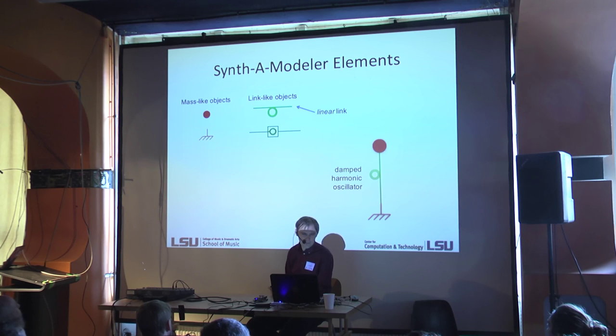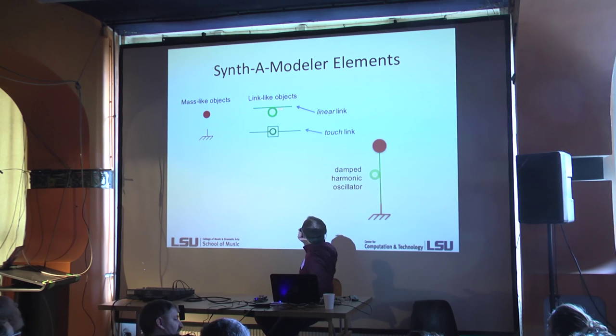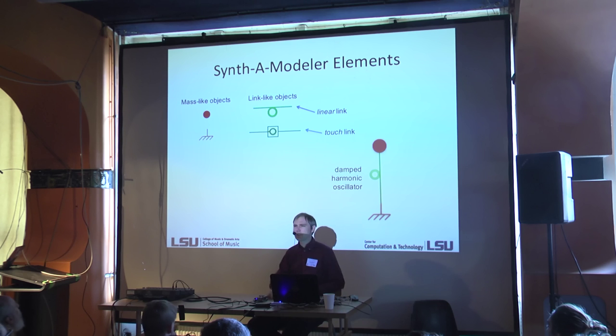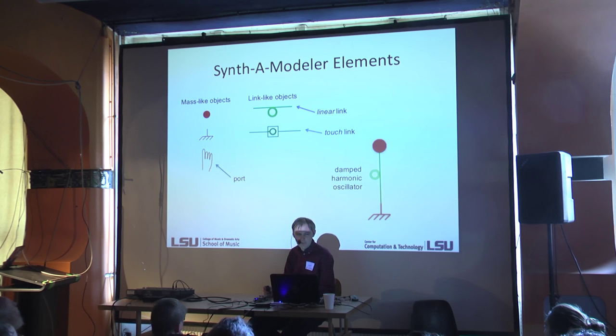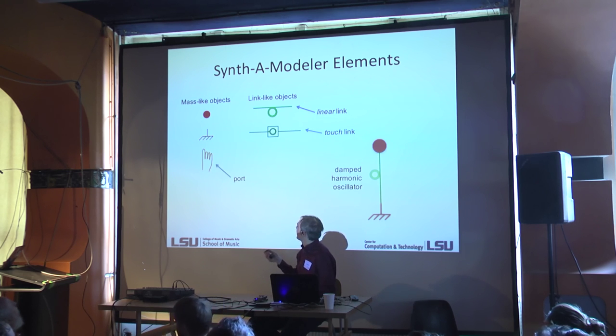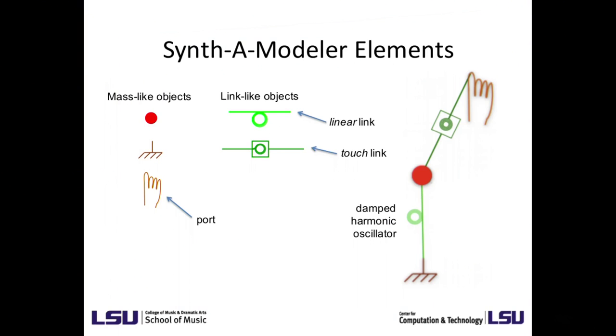So it helps to have other links which are nonlinear. So a touch link looks like this, and you can imagine that as being a spring that disengages. If you press into a table, you feel a stiffness, and when you pull back up, it's free again. So that's what I consider a touch link to be. And then if you have a port object that represents a haptic device, then you can use that to connect to a mass and actually play it.